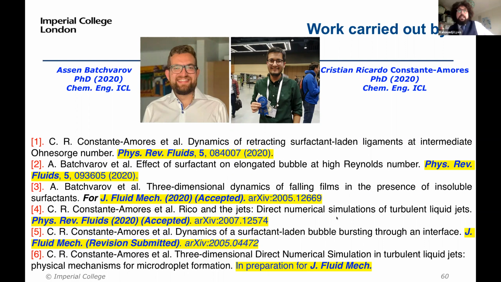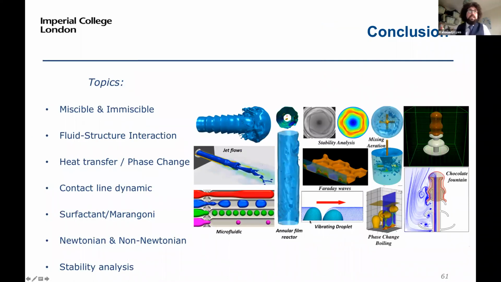And to finish, I will say that what I said is not only with surfactant, it was like the adventure to work with surfactant, but we expand this code with the miscible and immiscible fluid-structure interaction, and we'll be dealing with aeration. We also have heat transfer. We were doing chocolate fountain and ebullition, boiling problem.